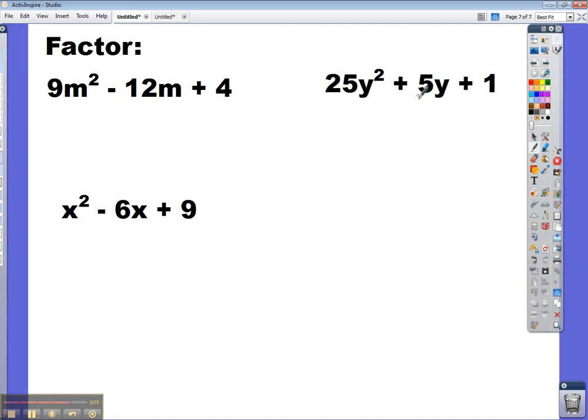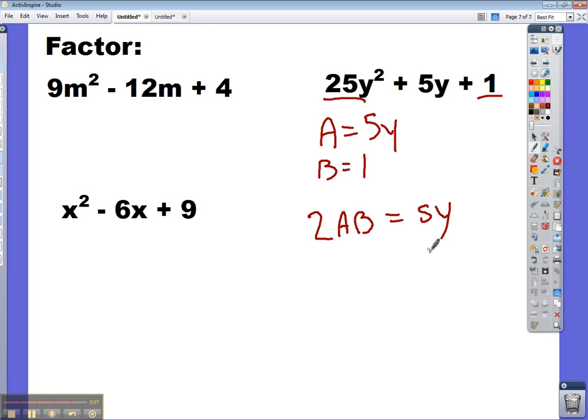So is this a trinomial? Yes. Is this a perfect square? What would the a value be then? Is that a perfect square? Yes. What's the square root of 1? So let's see. Does 2 times a times b equal 5y? Let's find out. So we have 2 times what, times 1. 2 times 5y times 1 is?